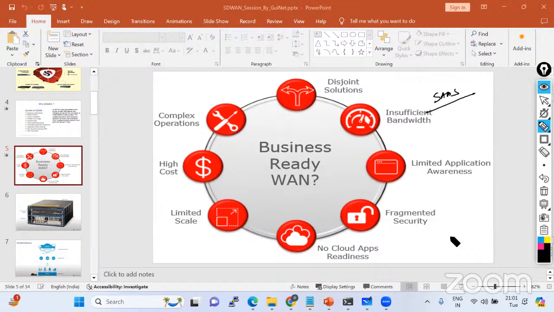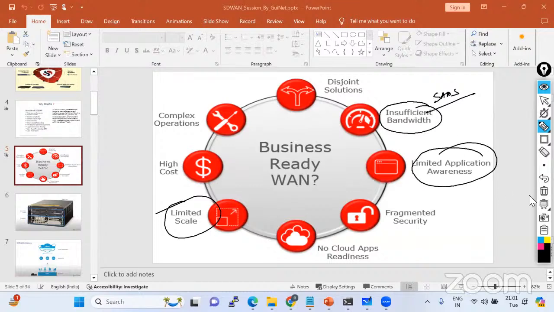and I'll explain how it is going to save the cost as well. But yes, there are challenges: high cost, limited scale, meaning you have limited features and so on. And I'll give more layman examples also of how all this is going to happen in a real scenario, probably in the next lecture. But yes, we have disjoint solutions, and we have insufficient bandwidth. How insufficient bandwidth, that I'll also discuss.